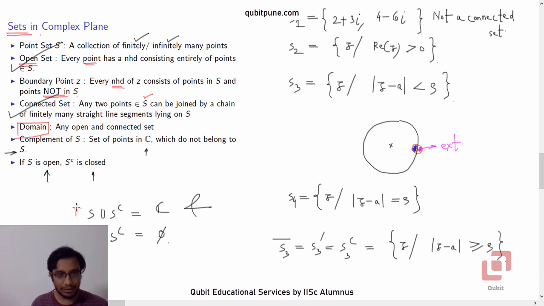These rules that I have listed, you already know them from the set theory in your 11th and 12th standard calculus. S union S complement is the set of complex numbers. There you called it the universal set, so here the universal set is the set of complex numbers itself. Of course, the intersection of any set and its complement should be a null set. And it goes without saying that if S is open, then S complement must be closed, and if S is closed, then S complement must be open.